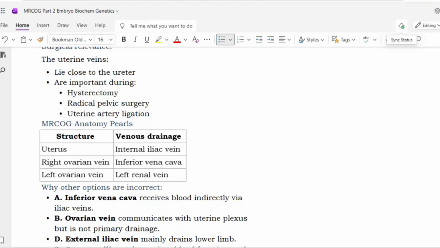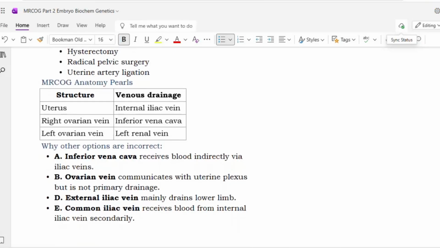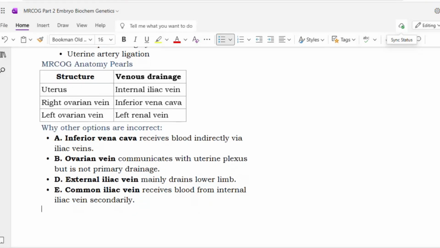Okay. So why are the other options incorrect? The IVC receives blood indirectly via the iliac veins. The ovarian vein communicates with the uterine plexus but is not the primary drainage. The external iliac vein mainly drains the lower limb. The common iliac vein receives blood from the internal iliac vein secondarily.